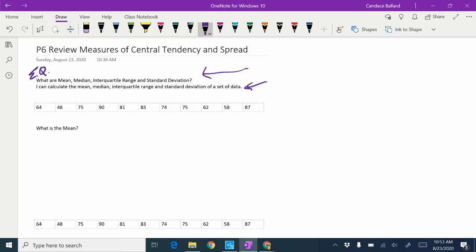So we're going to start with calculating the mean. We're given a data set right here, and I believe there are, let's see, 1, 2, 3, 4, 5, 6, 7, 8, 9, 10, 11 numbers in the data set. It's important to know how many numbers are in your data set because you're going to need it for both your mean and your median calculations.